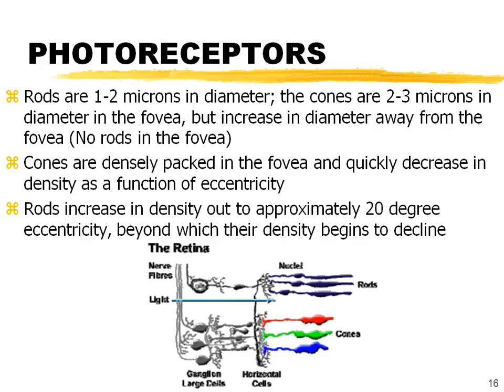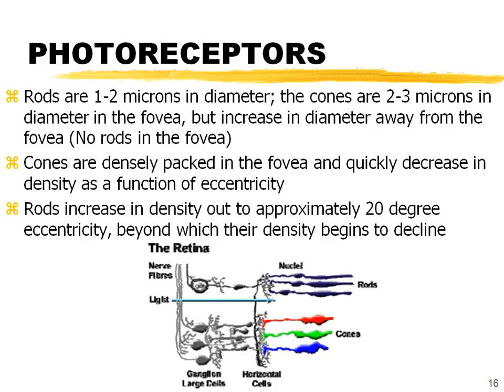Now, cones are extremely concentrated and densely packed at the fovea. Fovea is the region around your optic axis. The point where the optic axis intersects the retina is your fovea. And a narrow region around the fovea is where all the cones are densely packed. As you go away from that, the packing density drops dramatically for cones.